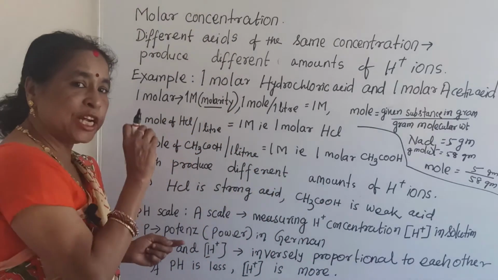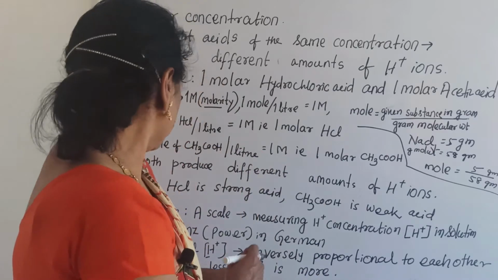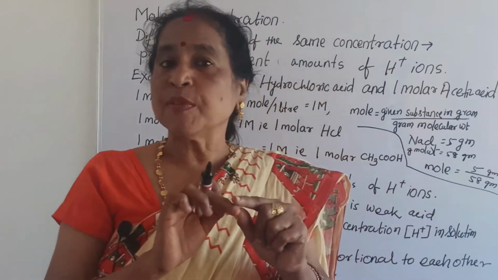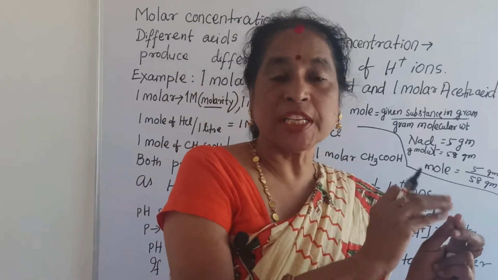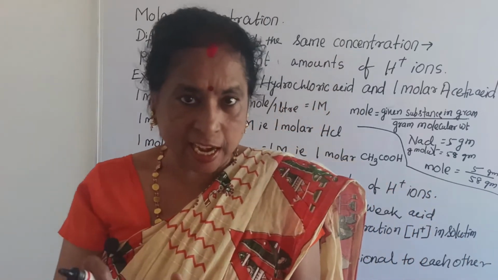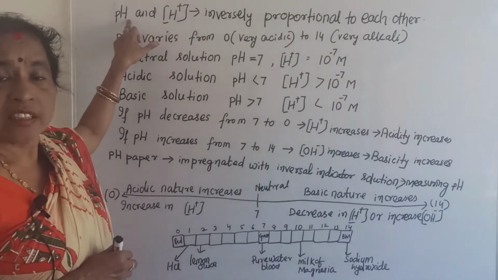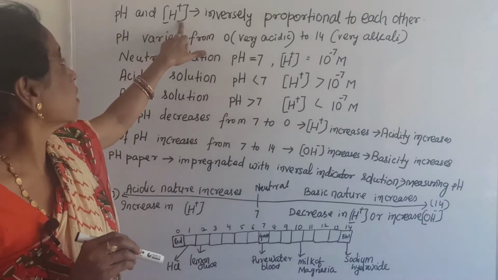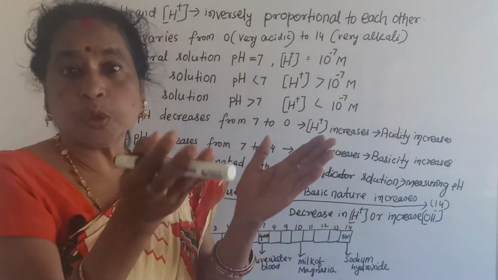Now what is p in pH? P means potenz, which means power in German. So pH and H plus concentration, what is the relation between these two? One is pH, the other is the H plus concentration, and both are related by the pH measuring scale. See here, pH and the H plus concentration, the sign is the square bracket. Both are interrelated, that means they are inversely proportional to each other.